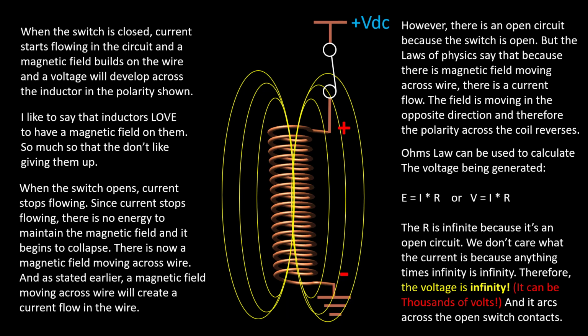But the switch is open. So the resistance in the circuit, or the impedance of the circuit, is infinite. So as the field starts to collapse when the switch is open, I get a current flow in the inductor, and it's in the opposite polarity. So the polarity is going to flip.